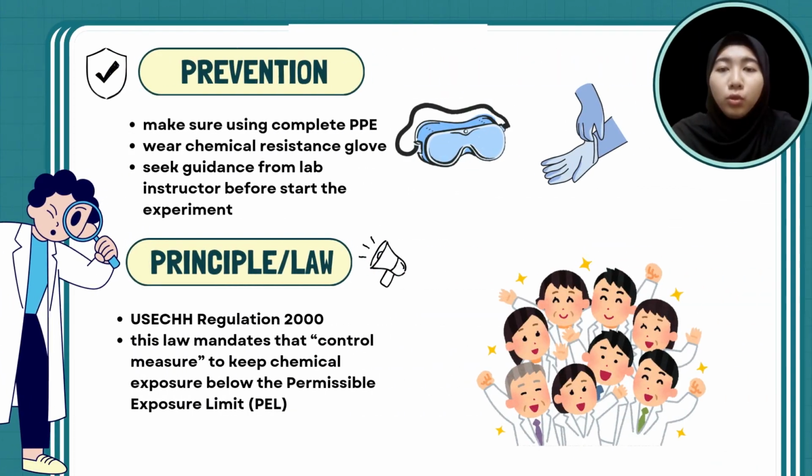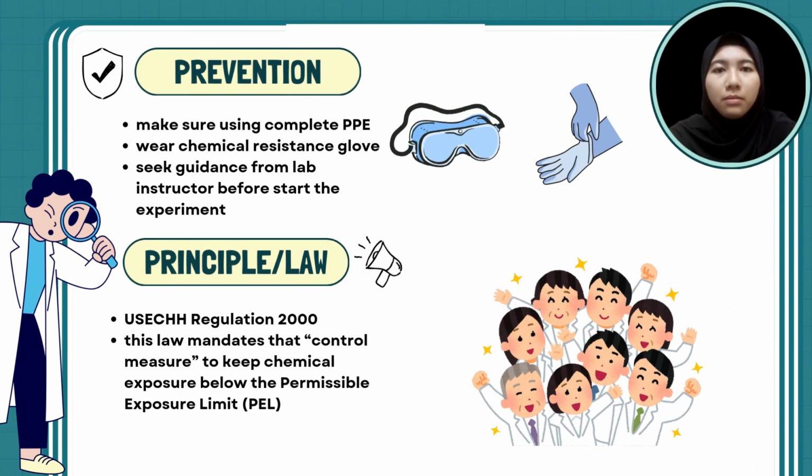injury. To prevent this hazard, we must apply the hierarchy of control, particularly personal protective equipment (PPE). Laboratory workers must wear chemical-resistant nitrile gloves, a lab coat, and appropriate eye protection. Concentrated acid should never be handled without proper protection. From a legal perspective, the hazard is covered under USECHH Regulation 2000, which requires employers and workers to implement control measures to keep chemical exposure below the permissible exposure limit.